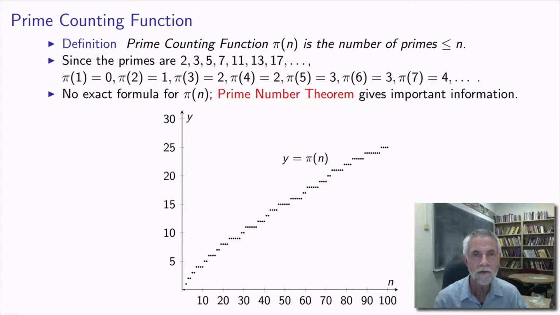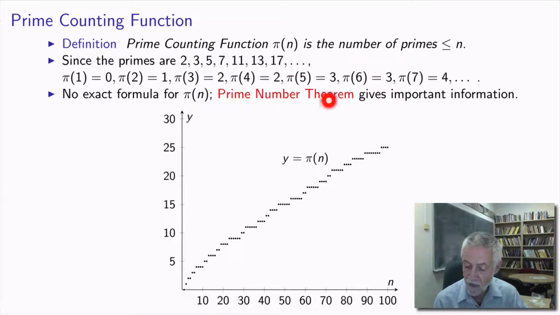The prime counting function pi is defined so that pi of n is just the number of primes up to and including n. Because the first prime is 2, pi of 1 is 0, but pi of 2 is equal to 1. And then pi of 3 is 2, because there are 2 primes up to and including 3, namely 2 and 3. Pi of 4 is also 2, because 4 is not a prime.